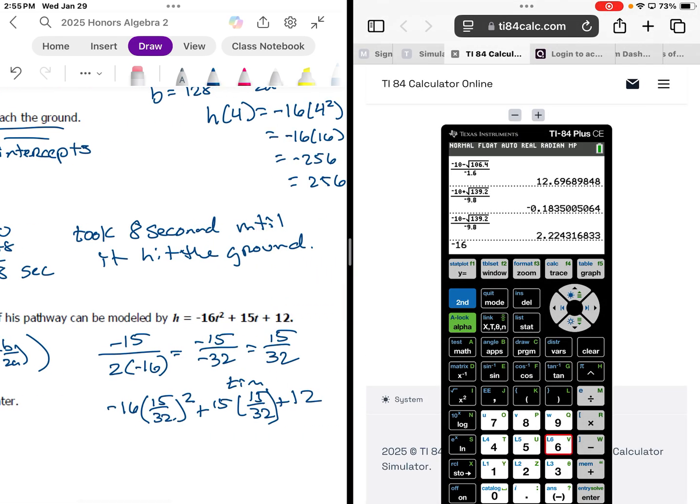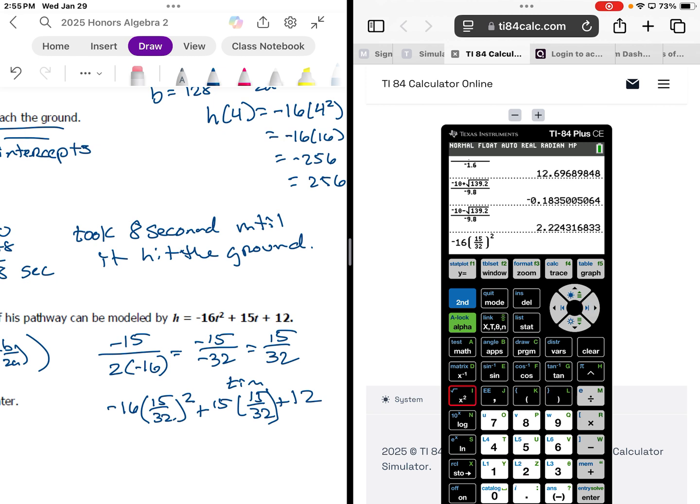Negative 16, parenthesis, give me a fraction, 15 on top. Oh, that didn't take my 1. 15 over 32. Arrow to the right, close the fraction, square it. Plus 15, parenthesis, alpha y equals, give me a fraction, 15 over 32. Arrow to the right, and then plus 12. Save ourselves some time. That'll be some ugly stuff. All right, and we hit enter.